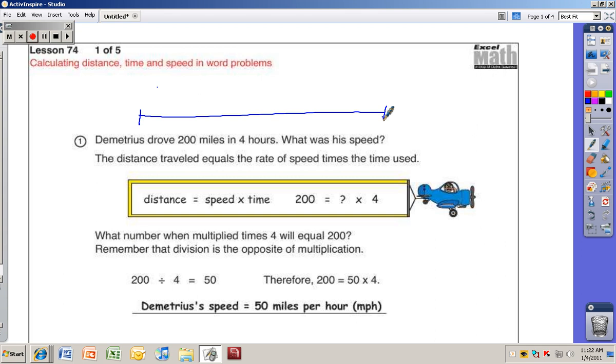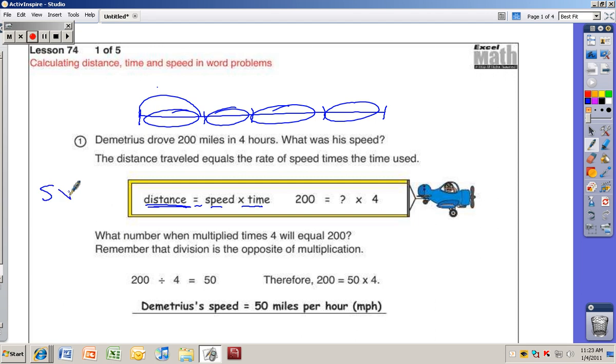So if he goes 200 miles in 4 hours, what we're saying is each hour Demetrius is going this far because it takes 4 hours. So what we want to know is how far is this in every hour? So what we have here is the formula for speed, which is distance is equal to speed times time. I like to think of it as speed times time equals distance.